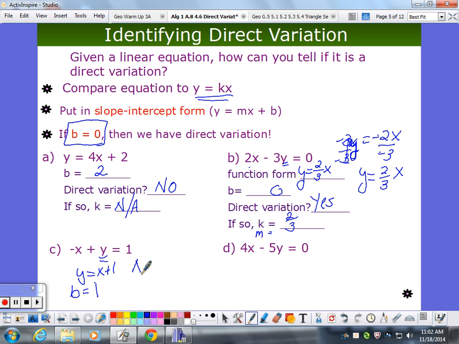Is this a direct variation? No. Why not? It has to go through the origin. It's not a direct variation.